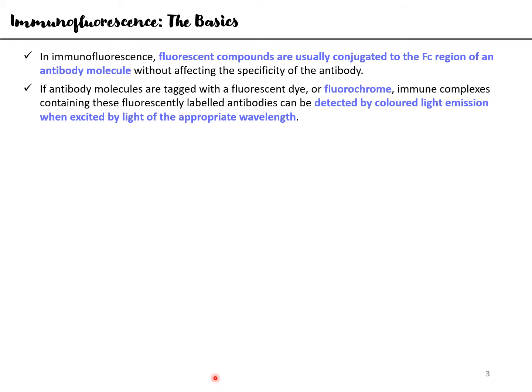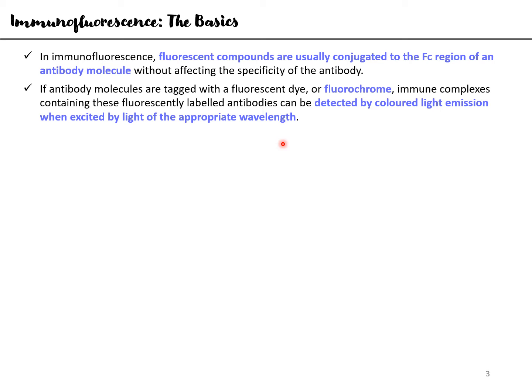So if antibody molecules are tagged with a fluorescent dye, which is called a fluorochrome, then the immune complexes that contain such fluorescently labeled antibodies can be detected by colored light emission when excited by light of the appropriate wavelength. If we go back to the previous slide, whenever there was excitation, the electron was absorbing the energy from the photons and transiting from the S0 to the S1 state. And when it is coming back down from S1 to S0, it is emitting light.